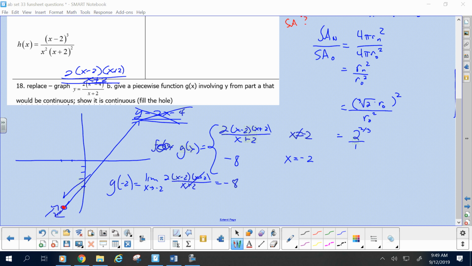Now, you'd want to do that because then now you can do calculus on it. You can't take a derivative at a point that doesn't exist. So later on, then we'll say, okay, now our calculus is valid. All right? Does that make sense?